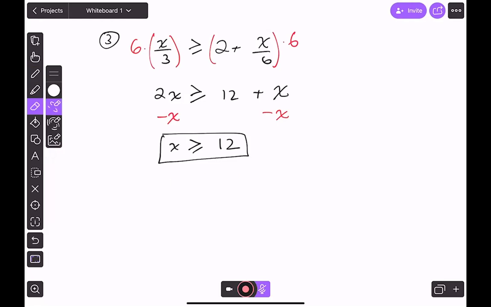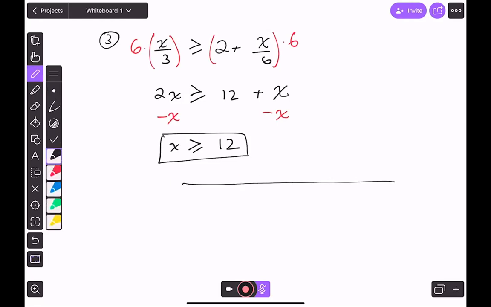Put the number line down. What goes on the number line? The number of interest, which is 12. X could be equal to 12, so I'll shade that in. What else could X be? Reading it, it says X could be greater than 12, which means I shade that section of the number line. What goes over here? The interval, 12 to infinity.